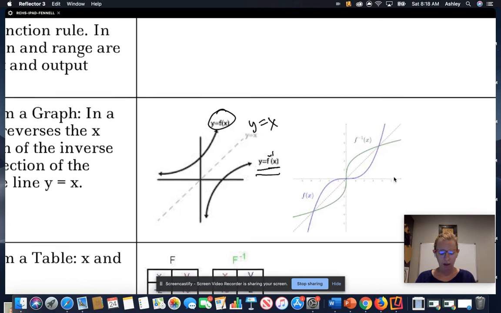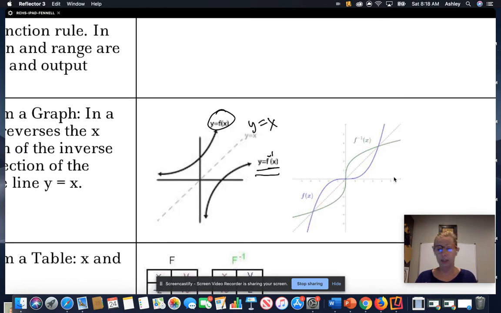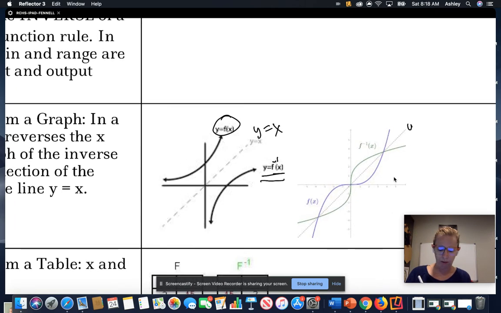Same thing over here. Our f of x function is in blue, and our f to the negative 1, which is how we identify an inverse function, is in green. And again, it's a reflection over the line y equals x. It's always going to be a reflection over the line y equals x.